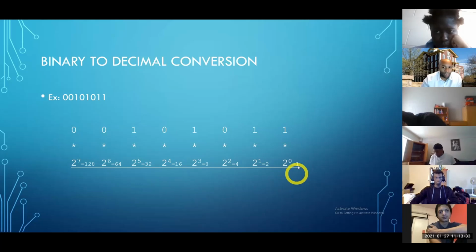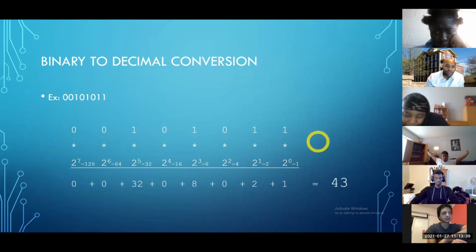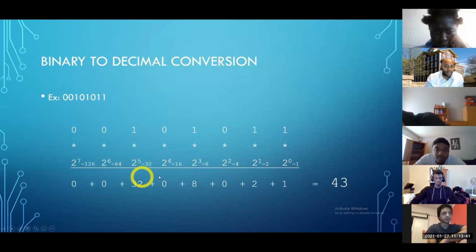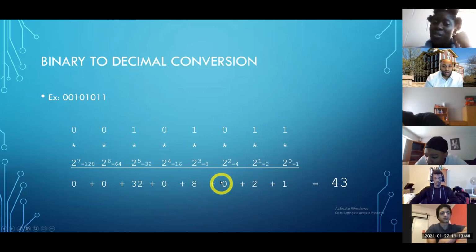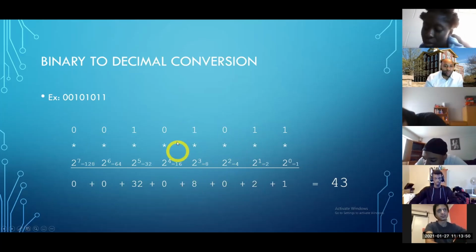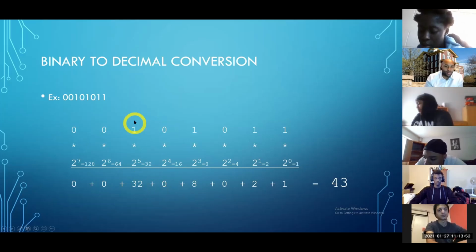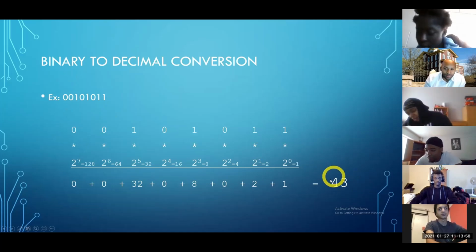Okay? So when you do all these multiplications, the next step is just add up what you have at the bottom. So you bring the 1 down, you bring the 2 down, you don't bring this one down, you bring the 8 down, you don't bring this one down, you bring the 32 down, and then you add it all up. So this right here in decimal is 43.